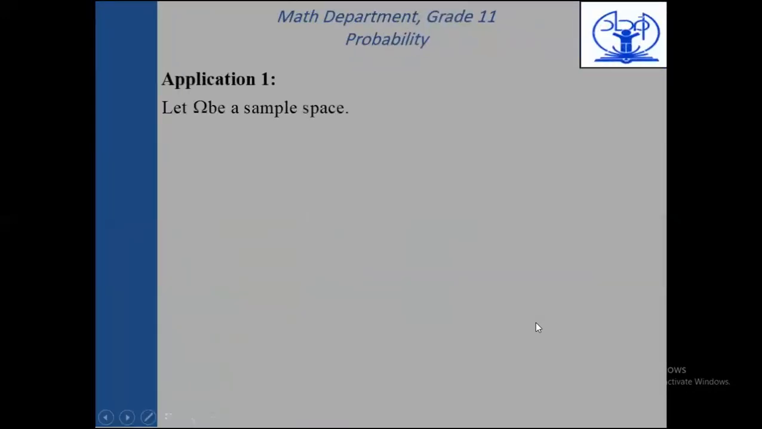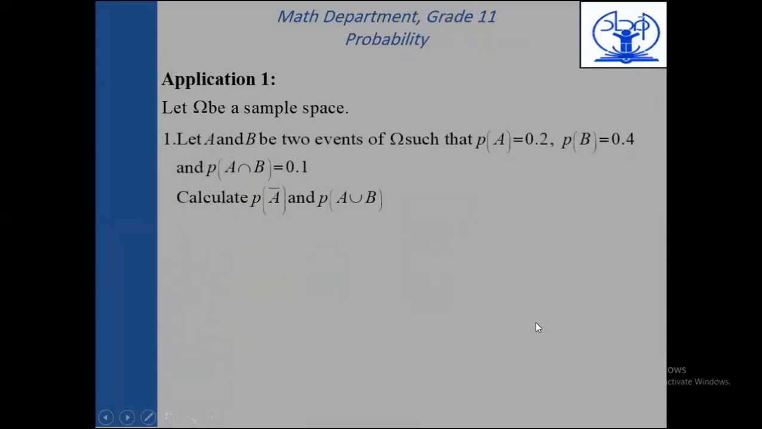Application 1. Let omega be a sample space. A and B are two events with probability of A 0.2, probability of B 0.4, and probability of A intersection B 0.1. Calculate probability of A bar and calculate probability of A union B. As we said, the probability of A bar, which means not A, is nothing but 1 minus probability of A, and that's 1 minus 0.2, 0.8.